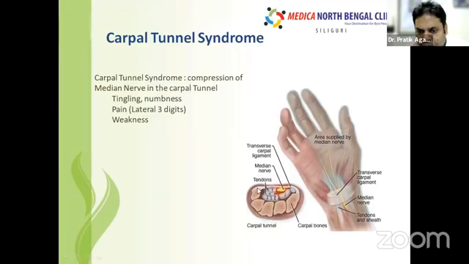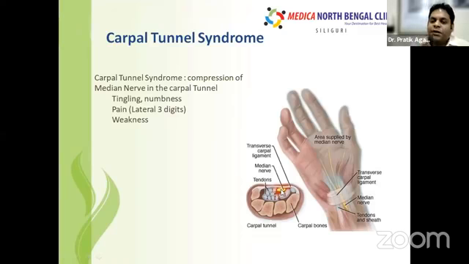And on the volar aspect, there is a sheath, which is called the flexor tendon sheath. So all the tendons of the forearm muscles pass through this tunnel and go into the hand. So you can see all these white structures. These are the tendons of the muscles which are going into the hand. And among these tendons is the median nerve.